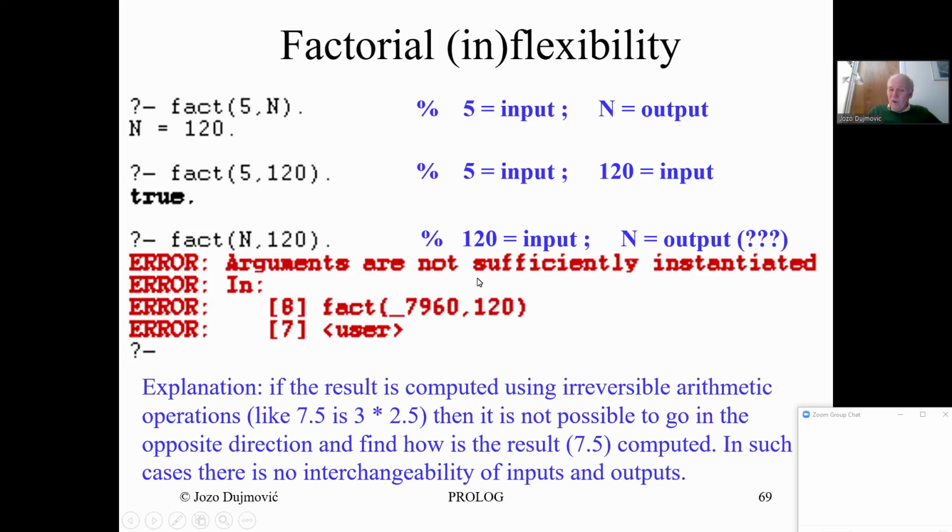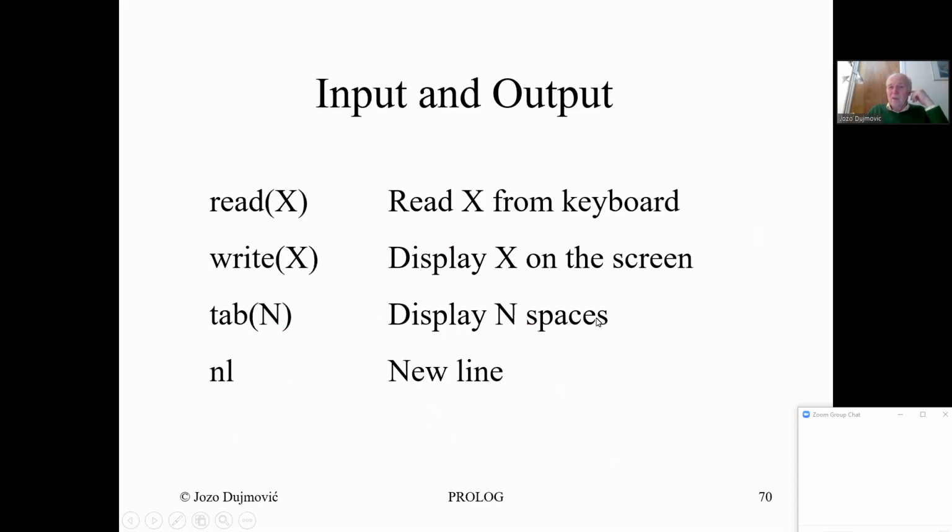So we are going to find this error message in all cases where we try to get output without giving complete input. So arguments are not sufficiently instantiated. That means some of the inputs are missing, and therefore I cannot compute the output. That's the point. And here are more error messages, but that's it.